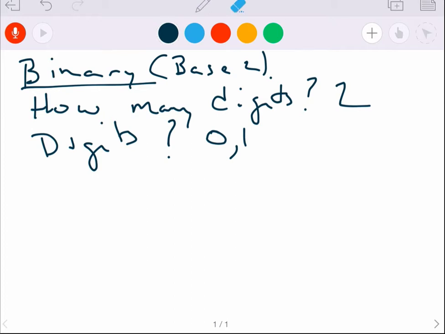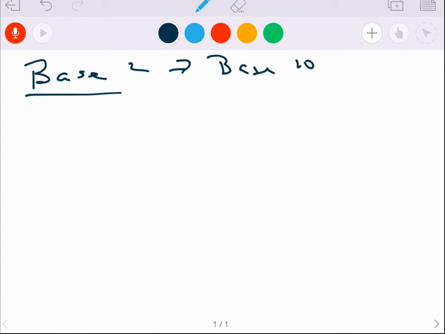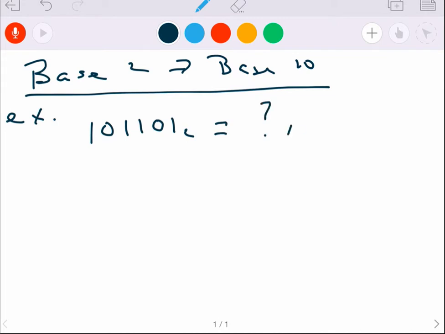Now, personally, when we're doing number conversions, I think that going from some arbitrary base, in this case base 2, to base 10 is the easiest thing to do. So, for example, let's say that we had 101101, and we're told that that's a base 2 number, which is represented by a subscript. And I ask you, what is that in base 10?